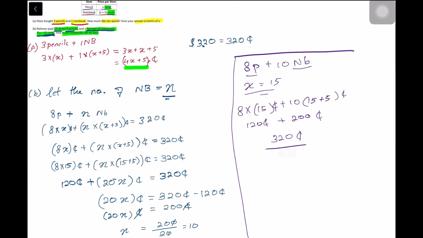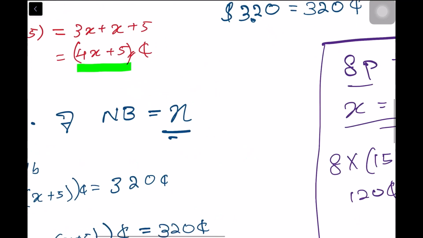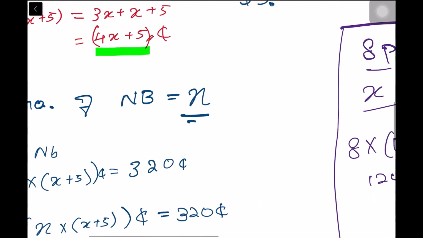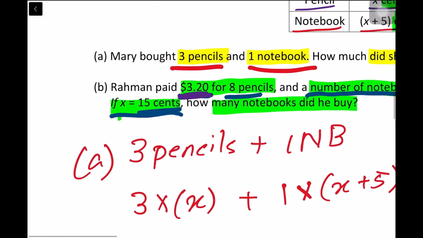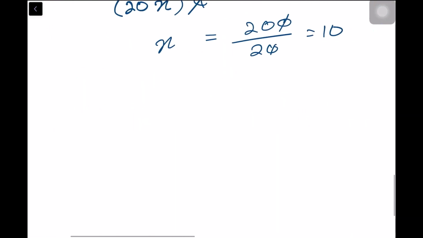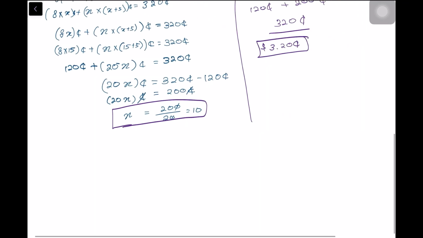Is that equivalent to the amount of money he paid at first? 320 cents, you divide this by 100, you get $3.20. And is this equals to the amount of money he paid at first? Yes. So this means that your final answer over here is correct. So the number of notebooks he bought is 10.